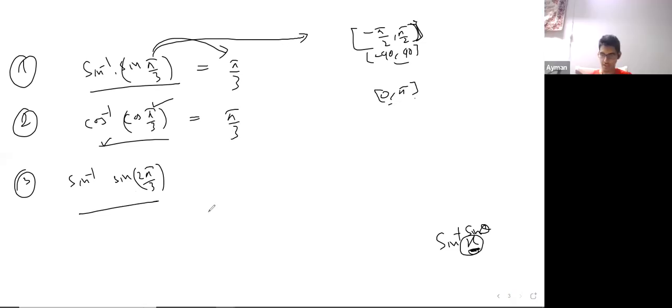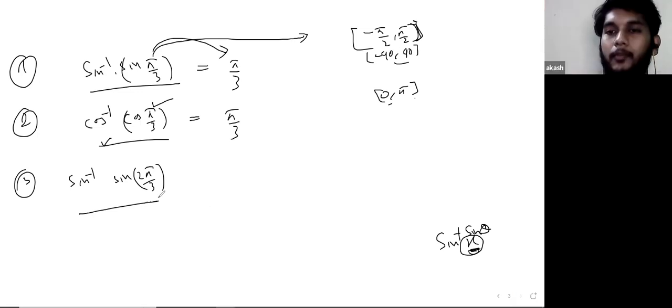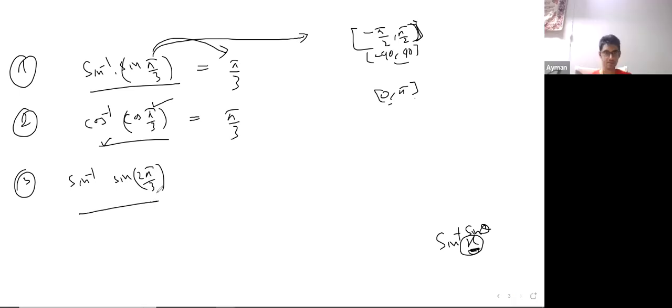First we'll have to check for sine. If it is so, 2 pi by 3, 90 by 3, 60. Yes, it does lie between the range. Sure? What is the value of 2 pi by 3? 60. Are you sure? 2 pi.